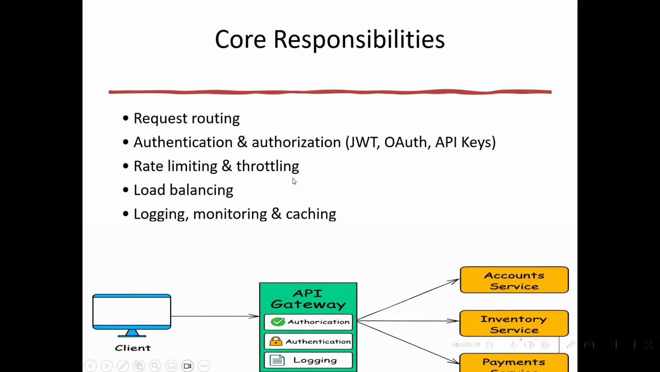Rate limiting and throttling. If we need to limit requests, for example if 10,000 requests in a minute are coming from the same IP address, then we can reject the request. That can be easily implemented in the API gateway. Load balancing, logging, monitoring, and caching can also be done on the API gateway.